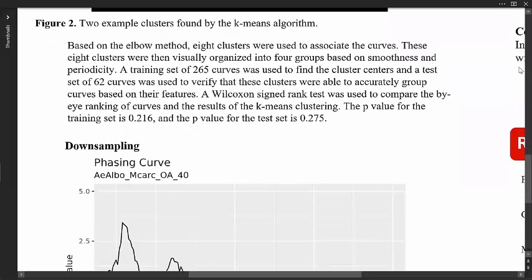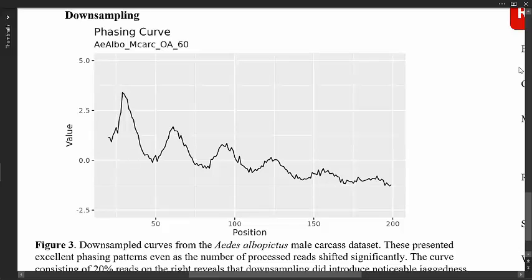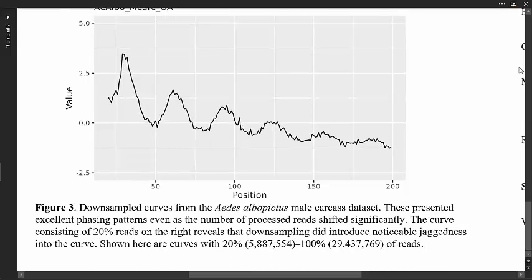In terms of downsampling, here we have a GIF of the effects of downsampling. Specifically, this curve is from Aedes albopictus. What we notice is that many curves maintain their periodicity when the percentage of reads decreased, but the jaggedness of these curves increased as the percent of reads decreased.